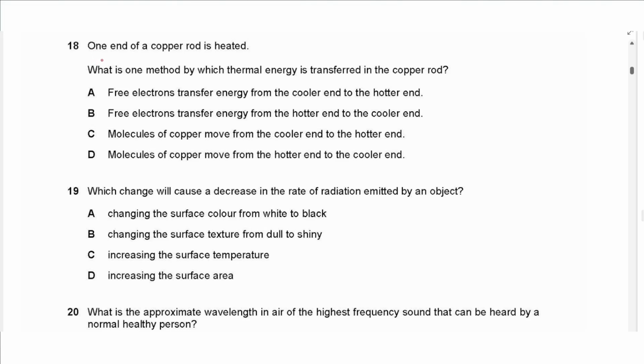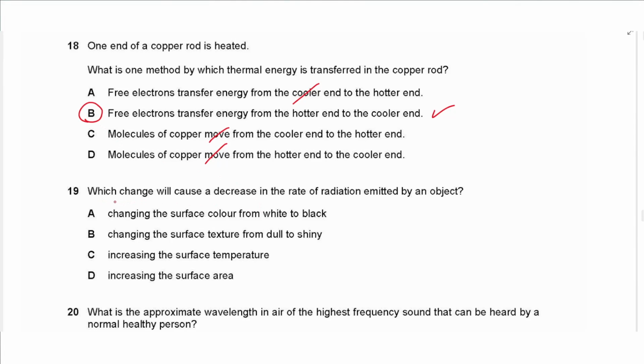Question 18 says one end of a copper rod is heated. What is one method by which thermal energy is transferred in the copper rod? Free electrons transfer energy from the cooler end to the hotter end, not from the cooler. Free electrons transfer energy from the hotter end to the cooler end, yes. Molecules in copper move? Molecules do not move in solids, so the answer is B.